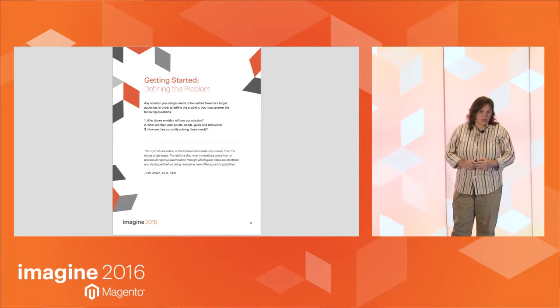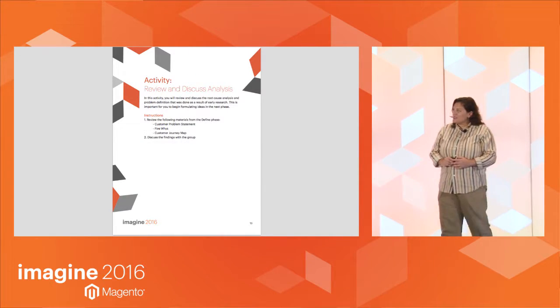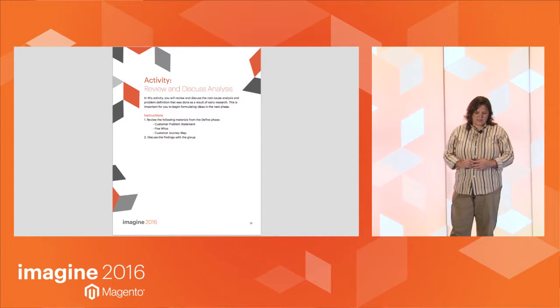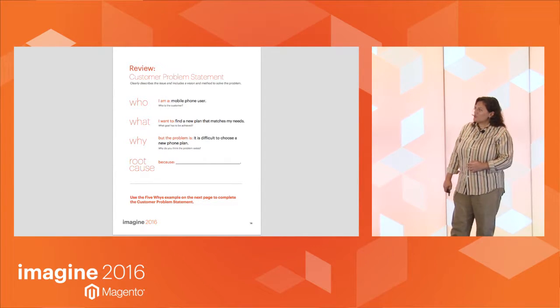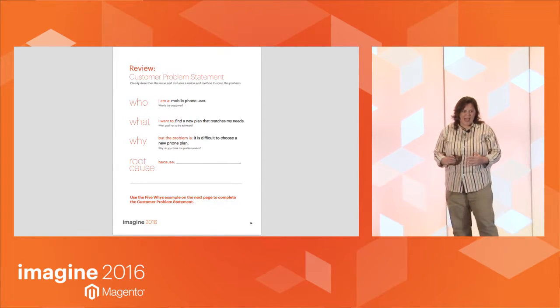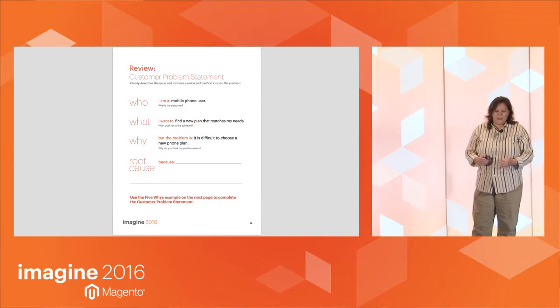So now we're going to ask ourselves some questions that'll help us define the problem we're trying to solve. In this exercise, we'll discuss the root cause analysis and problem definition using some specific exercises here. This is the customer problem statement. So in the customer problem statement, we basically ask who, what, where, when, why, and we really explore who the customer is. So who is the customer? Well, I'm a mobile phone user. What is the customer's goal? To find a new plan that matches my needs.